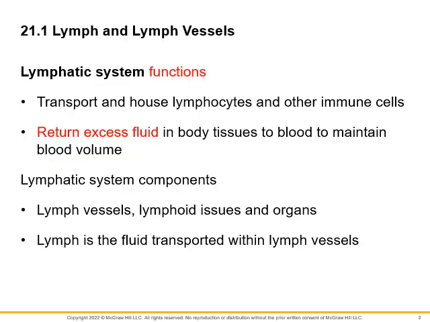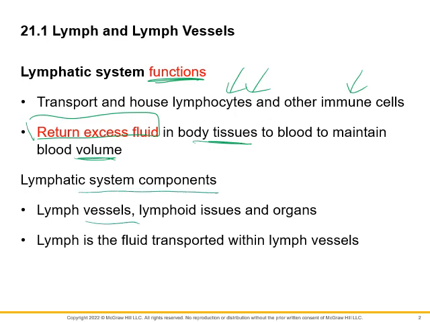Basic definitions here, you can see what's the function. It's to return excess fluid in the body tissues back to the blood to maintain that blood volume. And we're also going to see lymphocytes here, other immune cells that are going to help clean that excess fluid before it gets dumped back into the vena cava. The lymphatic system has vessels, we have lymphatic organs. The fluid is called lymph.